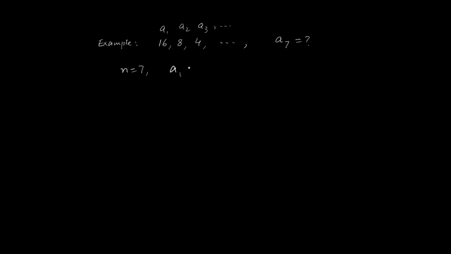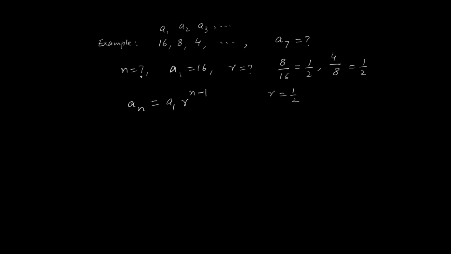So the first term is 16, and what is r? Divide the second term by the first term, and we are getting 1 by 2. Now the third term divided by the second term, and we are getting again 1 by 2. So this means r is 1 by 2. Now the general term formula is an is equal to the first term multiplied by r power n minus 1. That is, the power of r is n minus 1, which is 1 less than n, the term number.